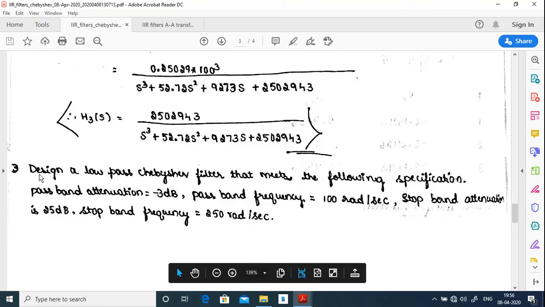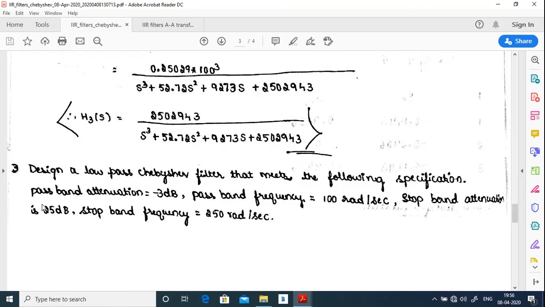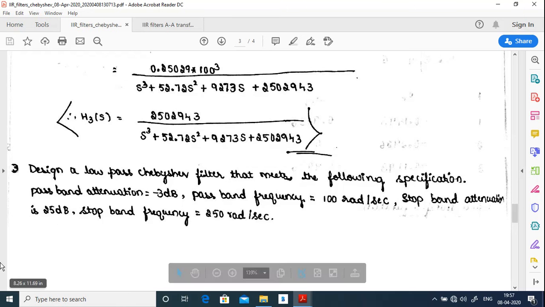Same, right? Design a low pass Chebyshev filter that meets the following specification: pass band attenuation. Again, there they have mentioned just attenuation, which is -3 dB. Pass band frequency, I clearly told, right? Instead of upper cutoff frequency, in some textbooks they'll give it as pass band frequency. And stop band attenuation 25 dB. Even though they don't give this as negative, you should treat it as negative, which is the general rule which we already discussed. And stop band frequency 250 radians per second.